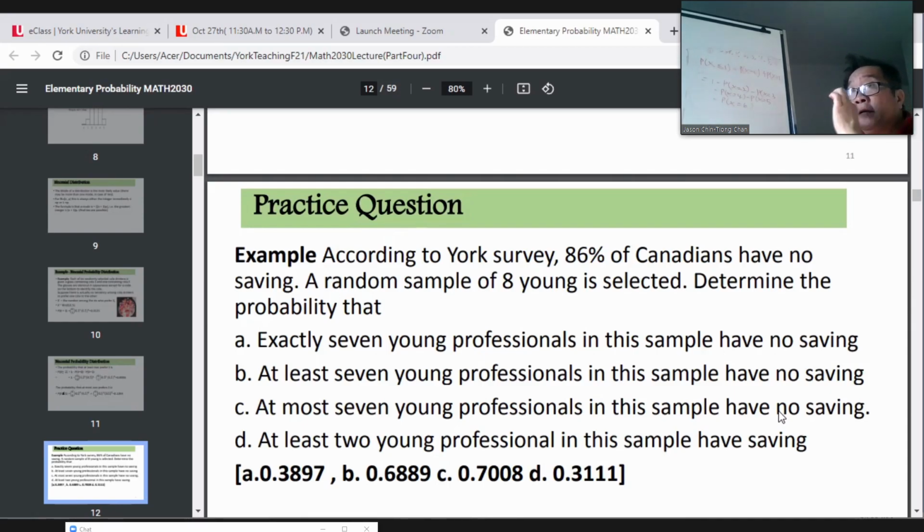Now, I want you to set up the binomial model, and then for every question A, B, C, D, just help me to write down the first step. That's enough. And then tell me which one you think we should use complement.